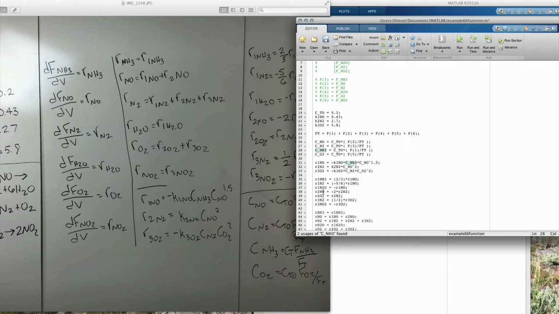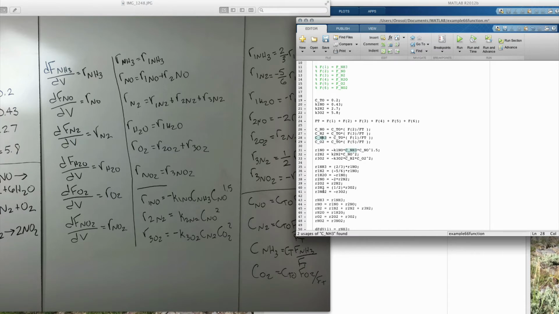Then I just put in all the definitions for my rate laws. First I put in the ones that were known. R1NO is equal to this. R2N2 is equal to this. And R3O2 was equal to this. Those were given. And then I have all of these that we derived previously on the board.